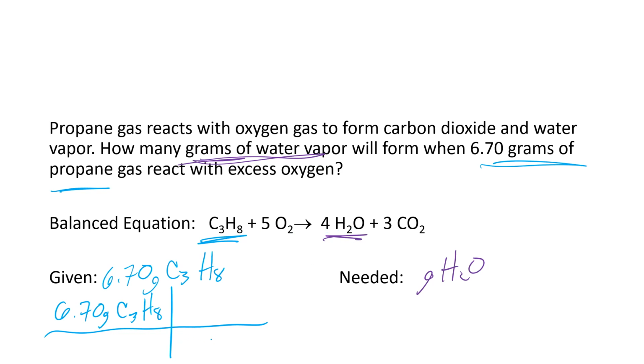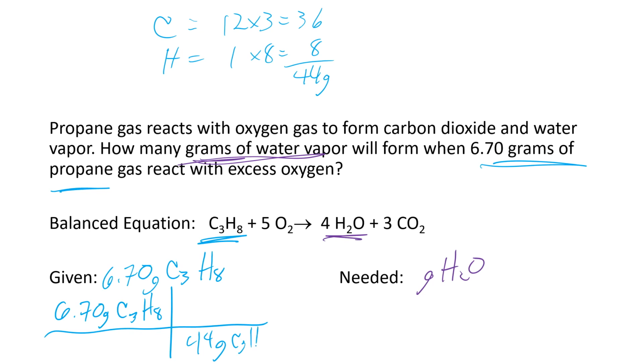So we need to cancel out grams of C3H8. If you go to the periodic table, carbon weighs 12, and in this case there's 3 of them, so that's 36. Then H weighs 1, and there's 8 of them, so that's 8. When you add up 36 plus 8, you get 44 grams. So that's going to go on the bottom, and the 1 mole goes on the top.